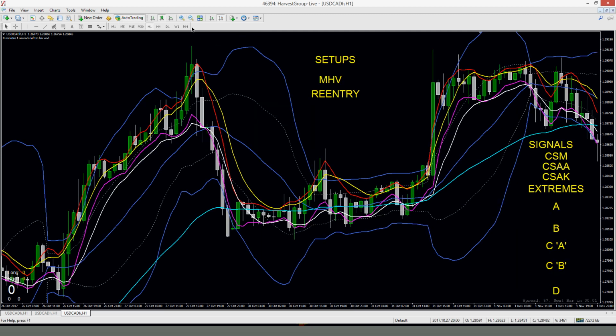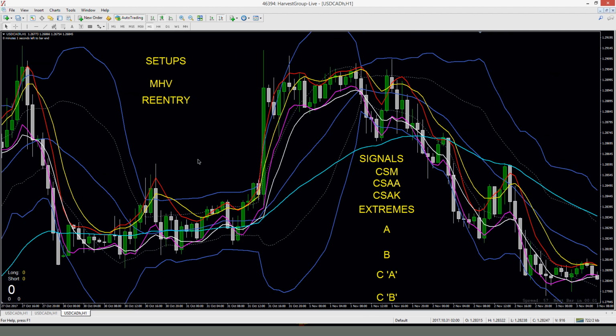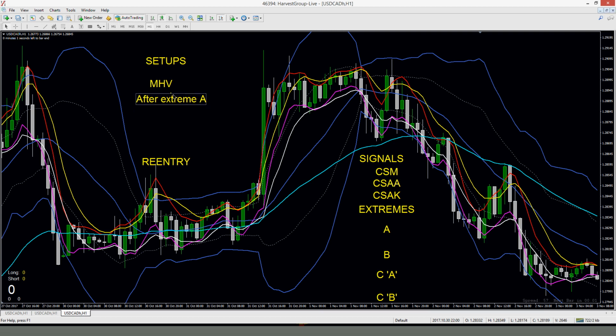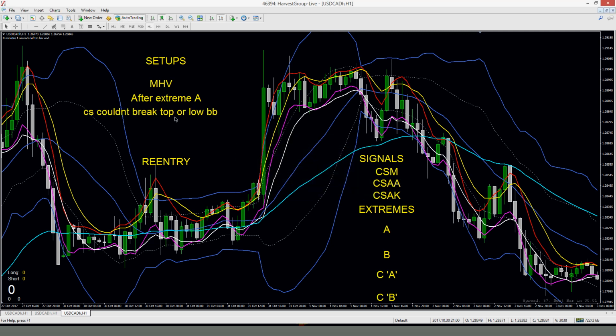Okay, hope that works. Alright, so the first setup is obviously MHB. MHB has four characteristics. Obviously it has to happen after an extreme A. Okay, so it needs to happen after an extreme A. There should be a candle that couldn't break top or low BB.